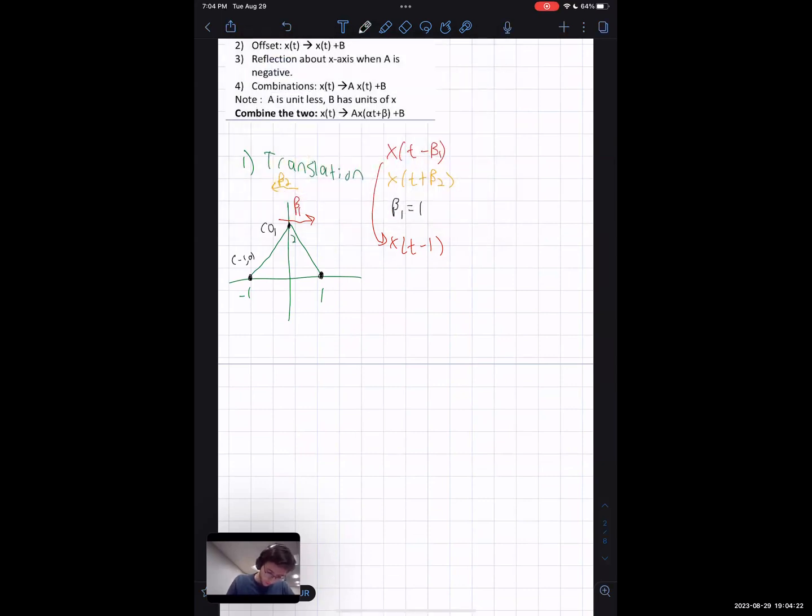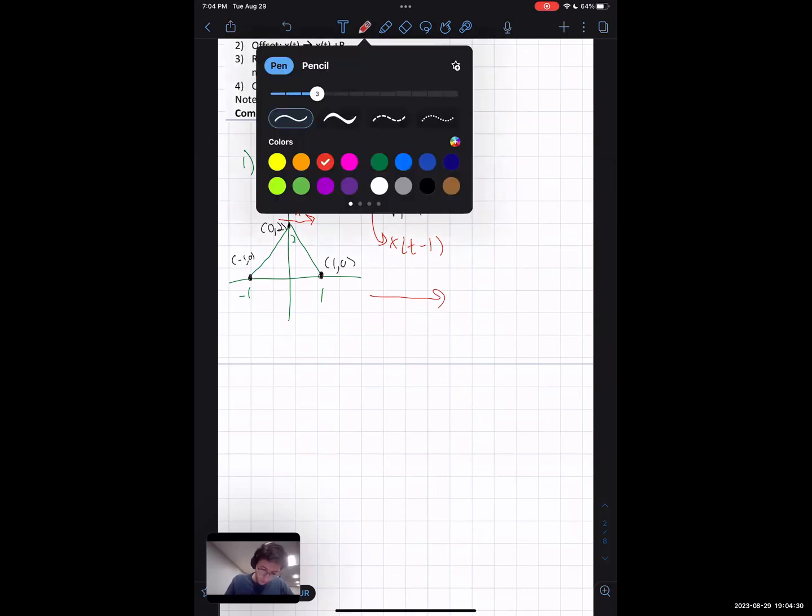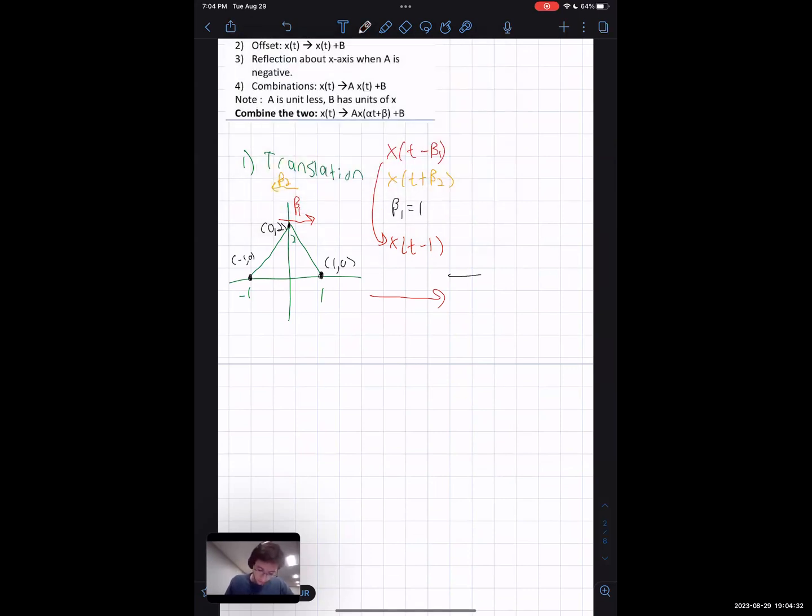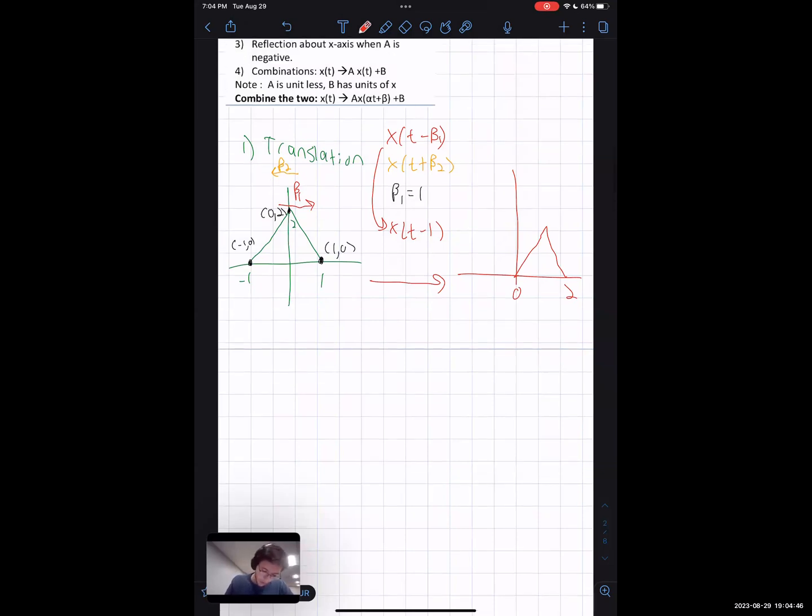Okay, so we have 0, 2, and we have 1, 0. So what this is going to look like, we're basically going to shift the entire signal over right by 1. So here, this is going to be 0, and this is going to be 2. We basically took each individual x coordinate and added 1 to it. So plus 1, plus 1, plus 1.